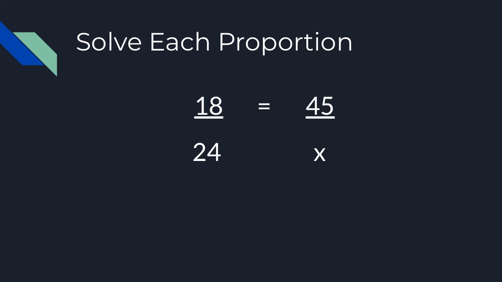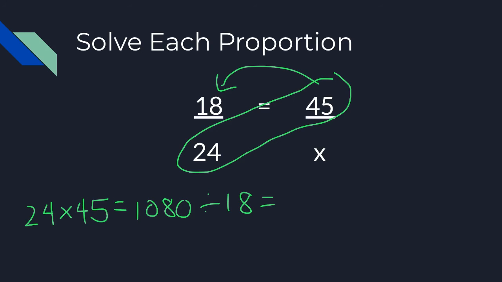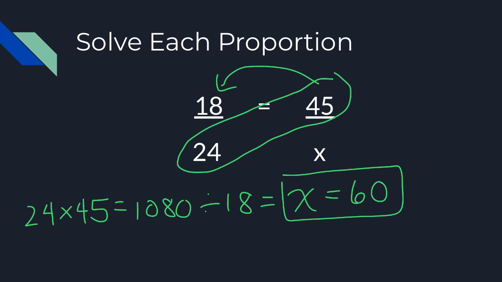Last one, make this one your best one. Pause me while you work and then come back for checking. Look for your cross product. This one I can't do in my head. So 24 times 45, that cross product equals 1080. Search for the only other number you have right there. You're going to divide by that in order to isolate your variable. And your answer, X, is 60. All right, congratulations. You have solved proportions.